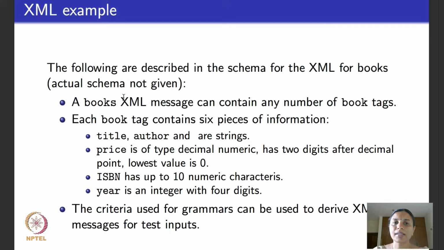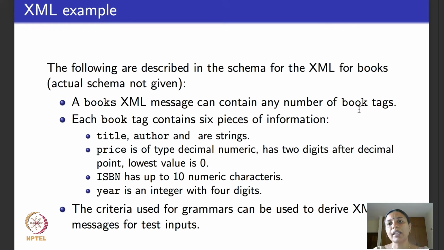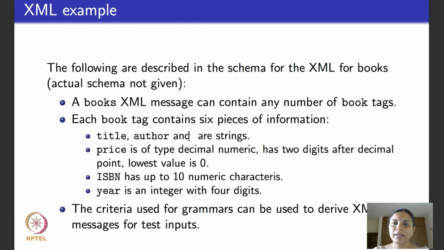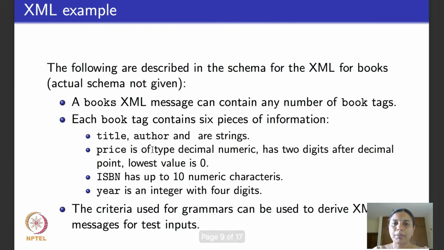So the schema will say the following. It says this books XML message, which begins here, can contain any number of book tags, which are these. There's one book tag here, two book tags that I have shown. Each book tag contains 6 pieces of information: title, author, and publisher are strings. Price is a decimal numeric, has 2 digits after the decimal point, and the lowest value is 0.